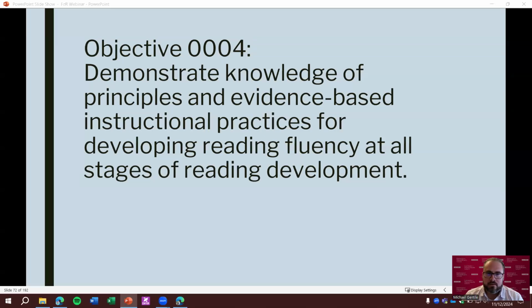Objective 4, demonstrate knowledge of principles and evidence-based instructional practices for developing reading fluency at all stages of reading development. So now as we move into this fourth objective, the objectives are going to start to narrow in scope quite a bit. Objectives 1, 2, and 3 were really large and talked about a lot of things. Objective 4 is a bit more narrow, and we're going to just focus in on fluency for this video.